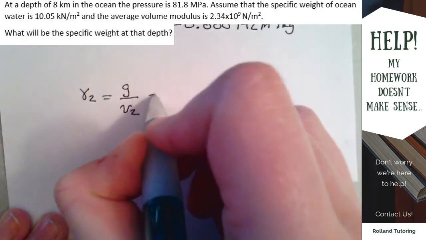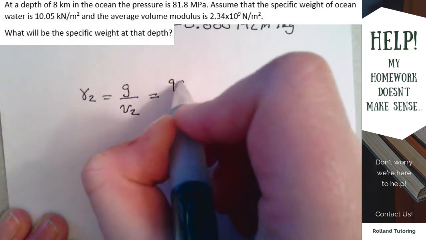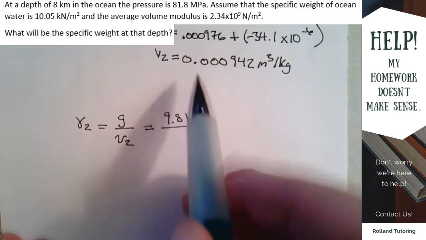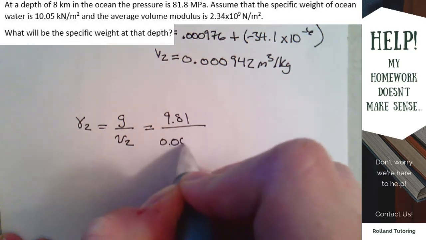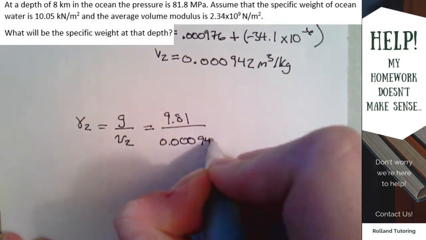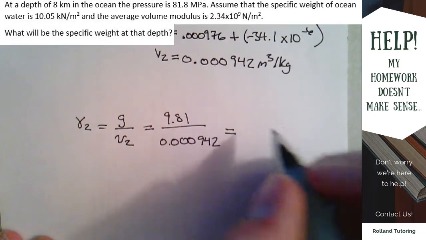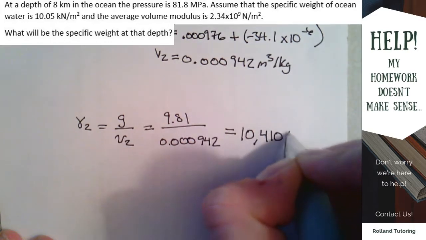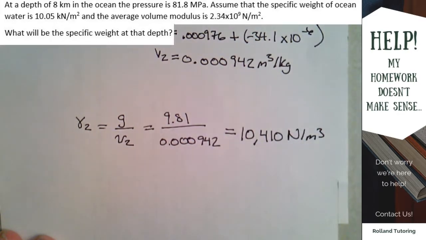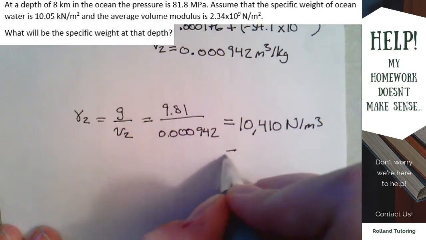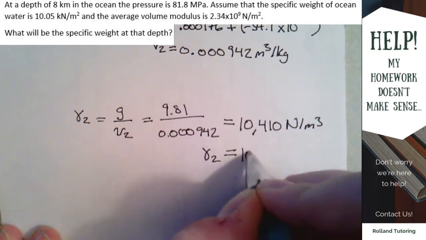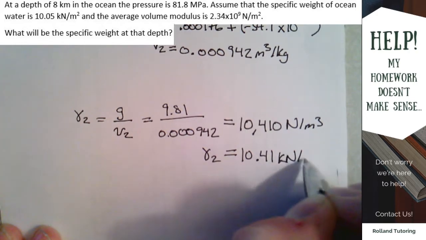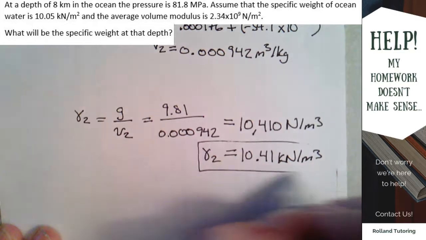If we go ahead and plug that in, again, we've already stated gravity is 9.81. Our volume 2, we've just figured out right here, which is 0.000942, which will then give us 10,410 newtons per meter cubed. And if you would like to turn that back into kilonewtons, you could have our specific weight 2 equals 10.41 kilonewtons per meter cubed. And that will be your final answer.